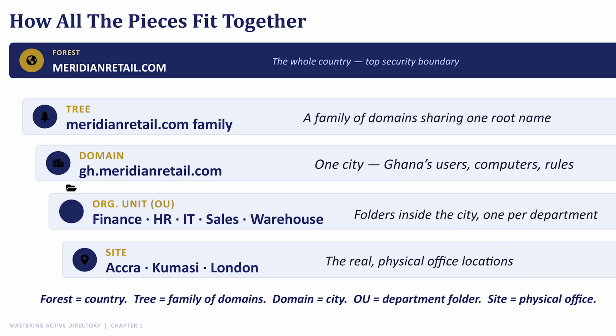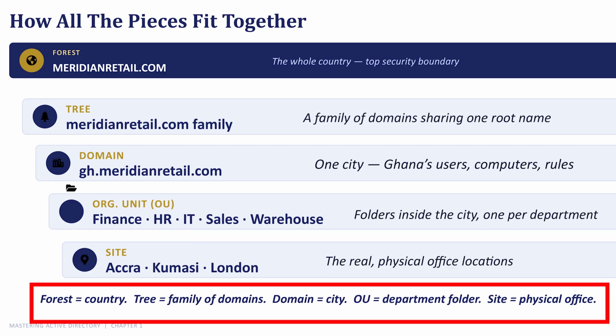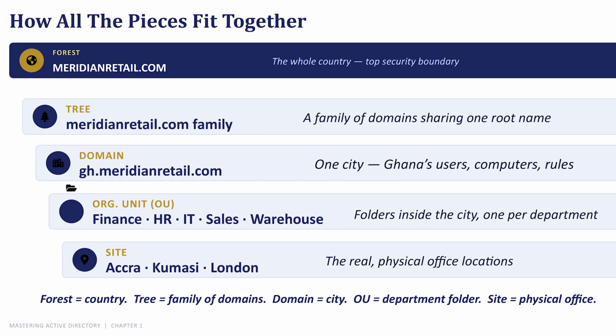So the mental picture is forest, tree, domain, and then organizational units. Forest is the top, then comes the tree and domain, and then the OU, the organizational unit, while a site represents the physical or network location. I've summarized it beautifully here: forest equals the country, tree equals family of domains, and domain equals a single city. Then we have OU, which is the department folder, and site, which is the physical office. If you understand this slide, you have built one of the most important mental maps in this chapter.